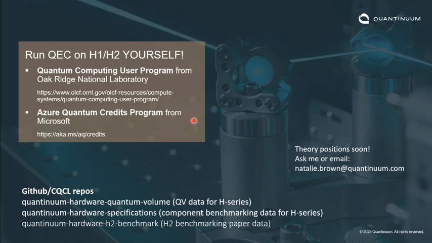Finally, you don't have to work at the company to run on H1 or H2. There are two different programs, one through Oak Ridge National Laboratory and the other one through Microsoft Azure, where you can run directly on our device. Everything I showed you was done on a commercial system. All the stuff we do is interleaved with customer jobs. So everything I showed you, there's no secret feature that I have access to that users don't. You can go directly run some of this stuff yourself. And with that, I think that's all I have.